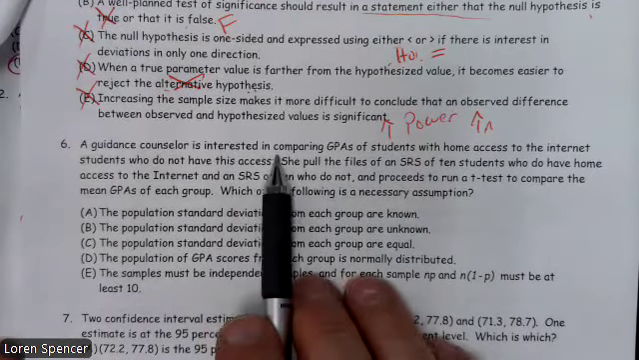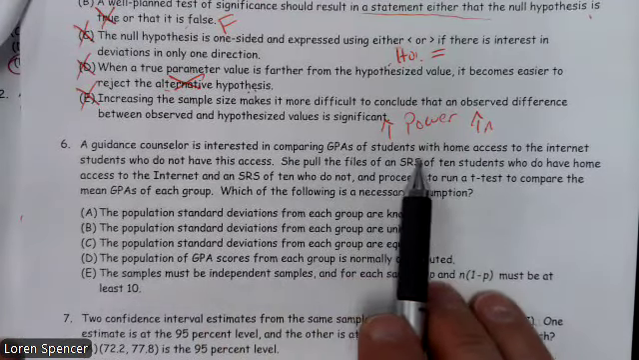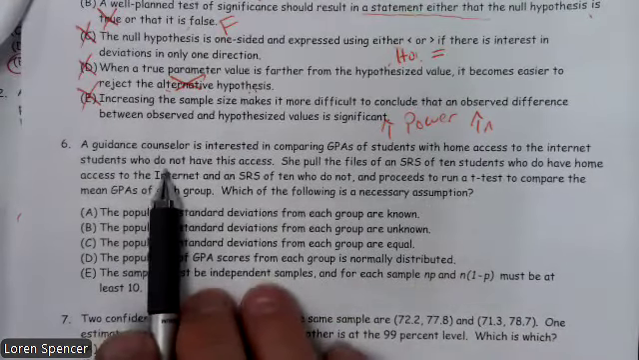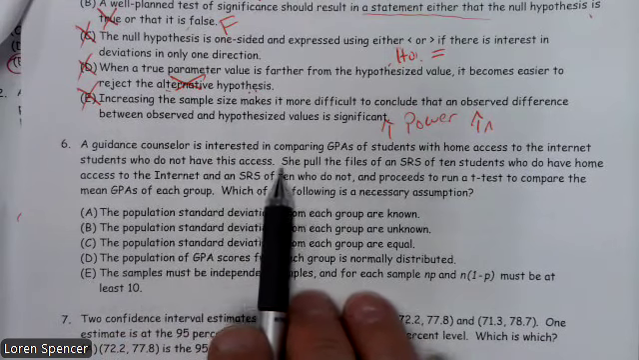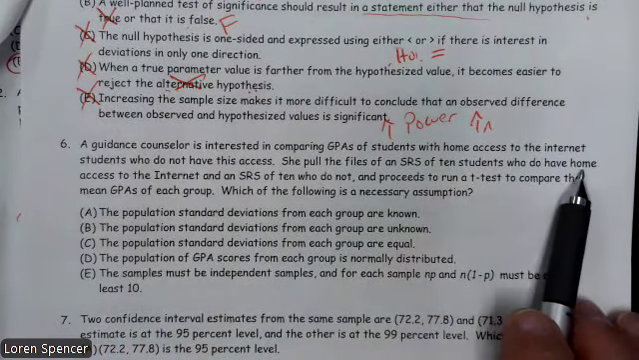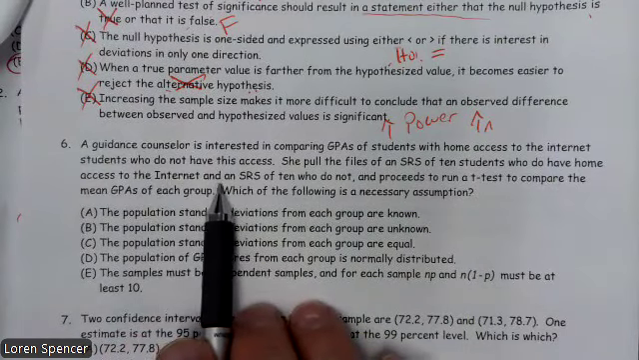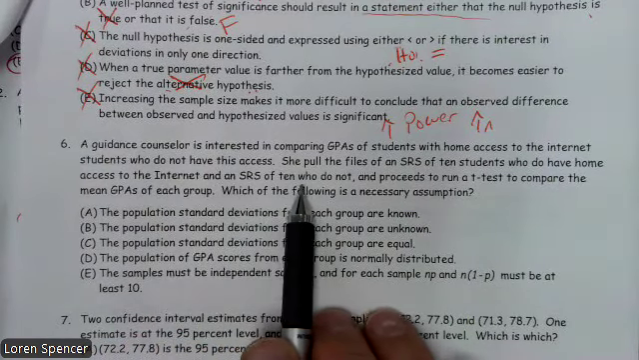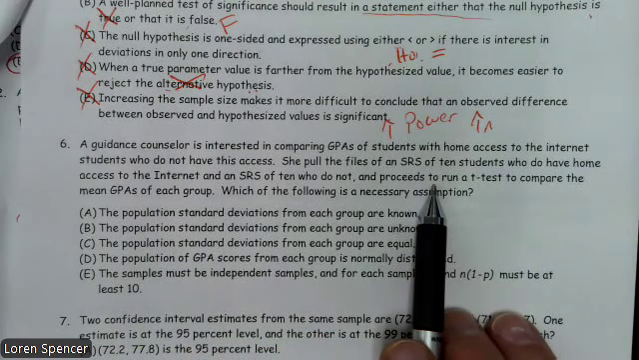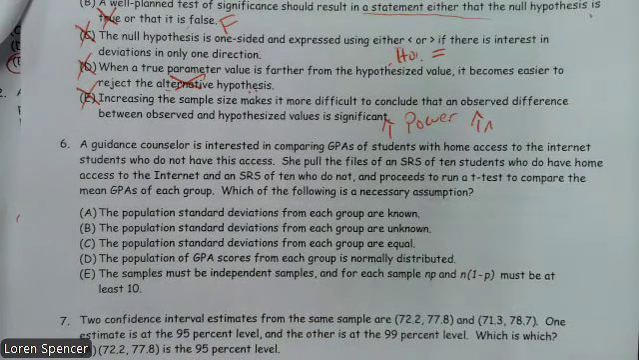A guidance counselor is interested in comparing GPAs of students with home access to the internet to students who do not have this access. She pulled the files of a simple random sample of 10 students who do have home access to the internet and a simple random sample of 10 who do not, and proceeds to run a t-test to compare the mean GPAs of each group. Which of the following is a necessary assumption?